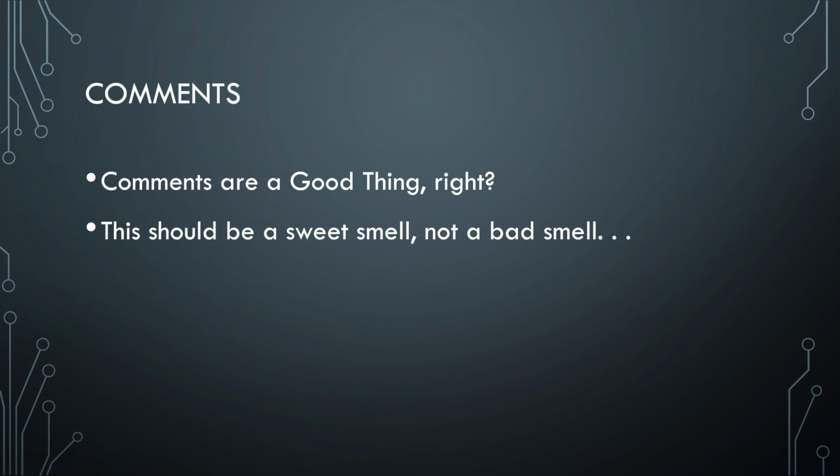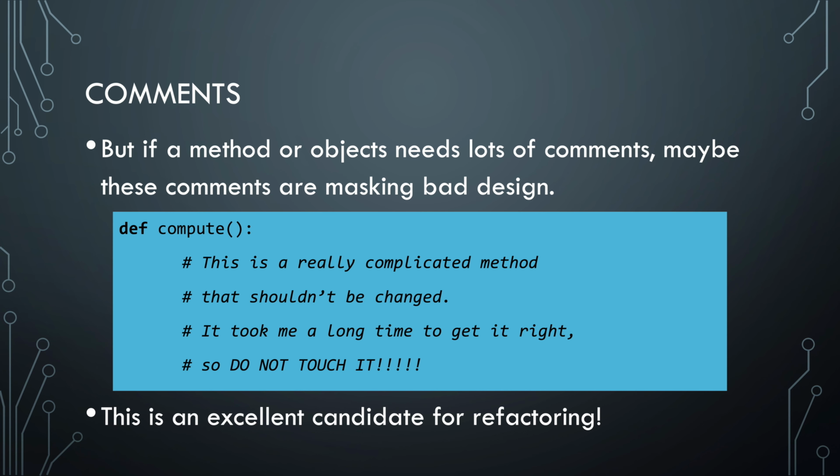And what about comments in your code? You'd expect comments to be a good thing, since they help explain what code is doing. It should be a sweet smell, not a bad smell. The problem is that ideally the design, choice of names for variables, methods, classes should be as clear as possible. If you need a lot of comments to explain what a piece of code is doing, that's probably a design or a naming issue, or both. If you see something like this, it's a great candidate for refactoring.